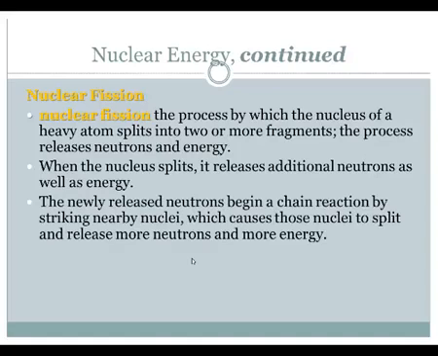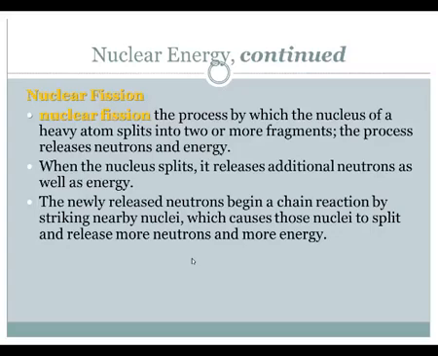The newly released neutrons begin a chain reaction. So those neutrons go and hit other large atoms. As the neutrons hit other large atoms, they break those large atoms apart. More energy and more neutrons are released. Those neutrons go out and hit other atoms, and they continue this chain reaction. It's important that when we use a nuclear reactor, this reaction is controlled.